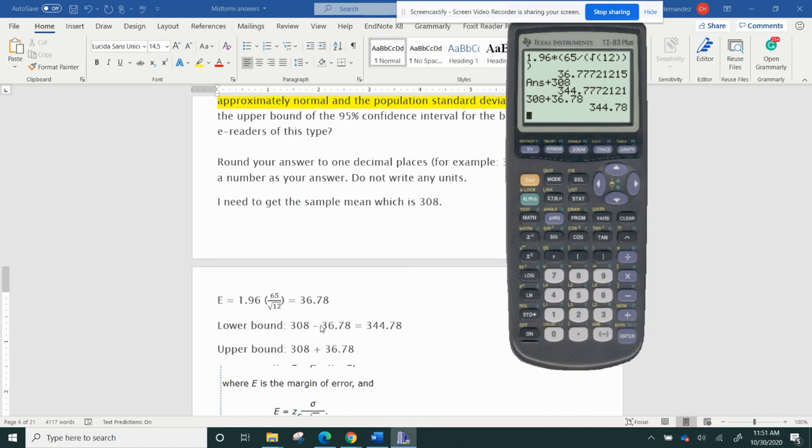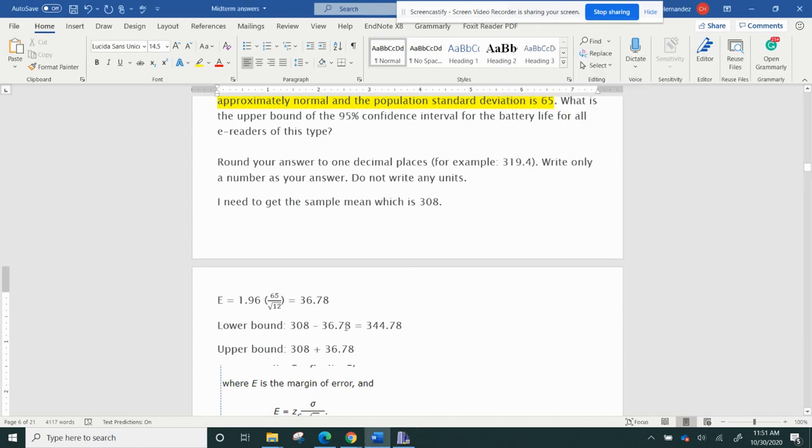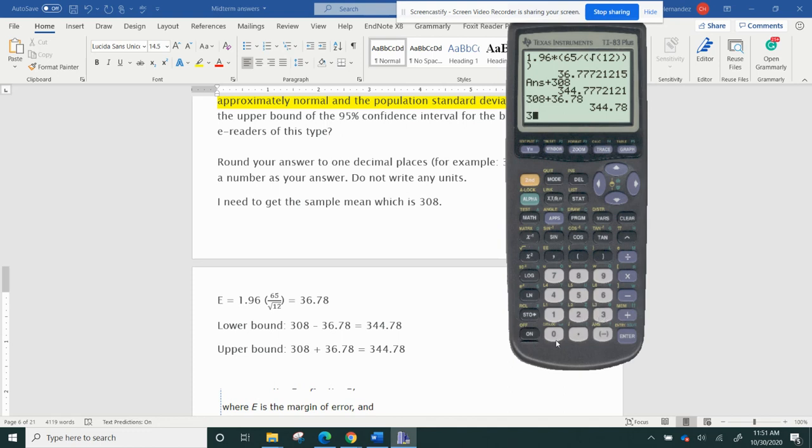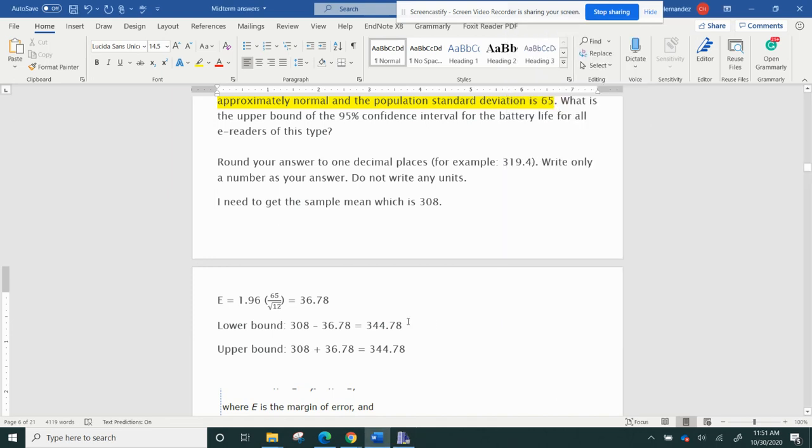Oops, I did that one wrong. I accidentally did that one for that one. Sorry, and if you caught it, you're probably like, why did you do that? Let me fix this other one. So it's 308 minus 36.78, so you get 271.22. Again, it's looking for my upper bound right here.